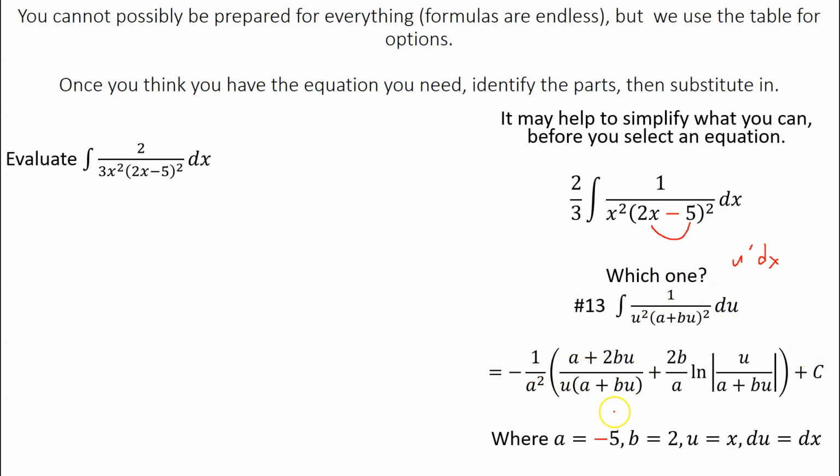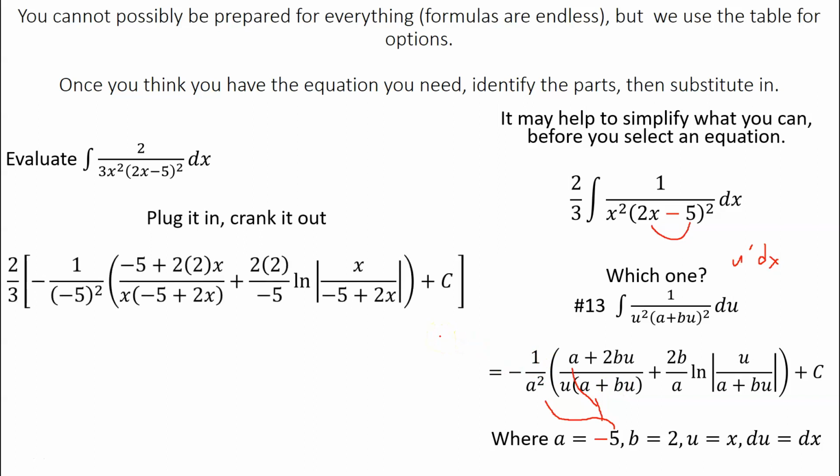Here's the rule. At this point, you just start plugging stuff in. So that's my A, it's going to go there. It's going to go everywhere where there's an A. I'm not going to draw all of them here, but everywhere that there's an A, you plug that in. Everywhere there's a B, everywhere there's a U, and the du is taken care of.